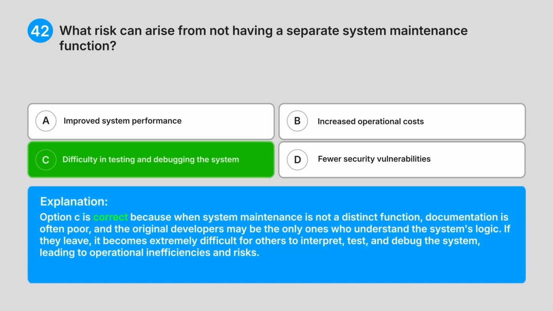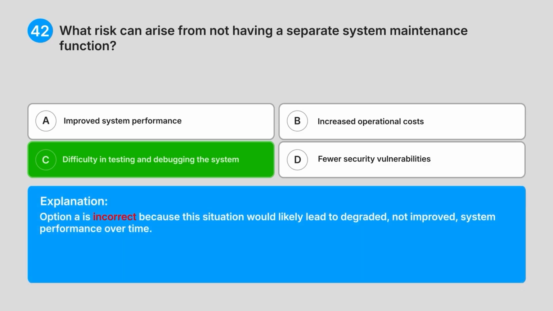Explanation. Option C is correct because when system maintenance is not a distinct function, documentation is often poor, and the original developers may be the only ones who understand the system's logic. If they leave, it becomes extremely difficult for others to interpret, test, and debug the system, leading to operational inefficiencies and risks.